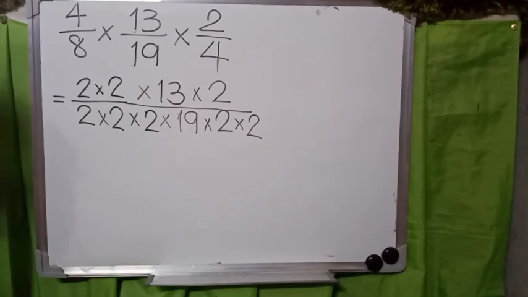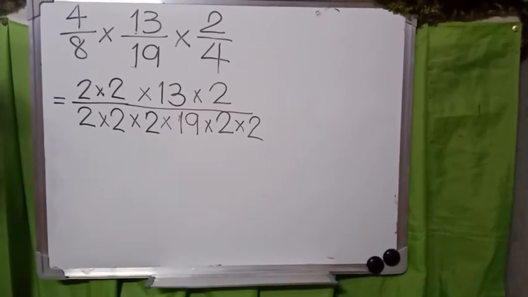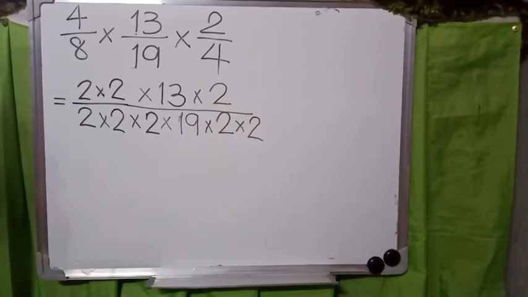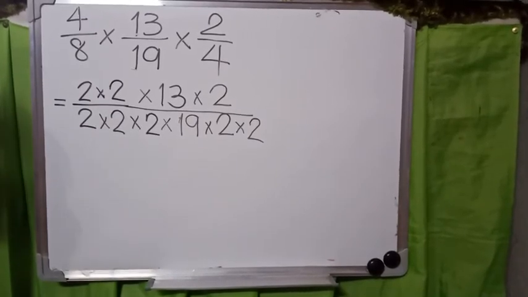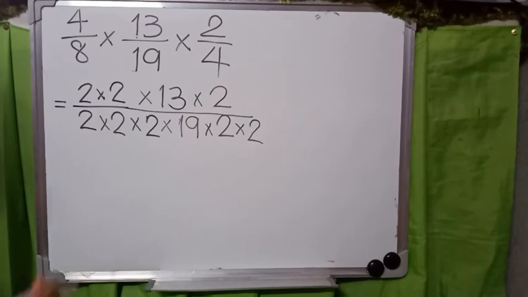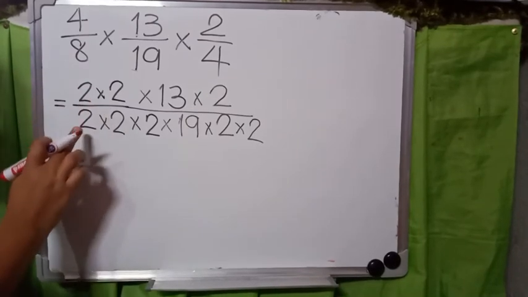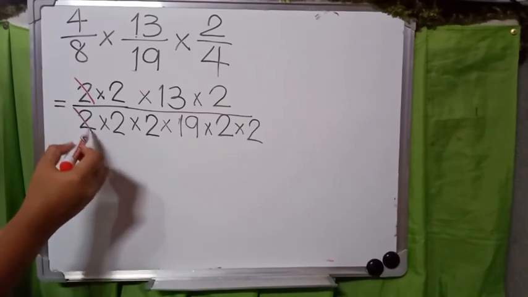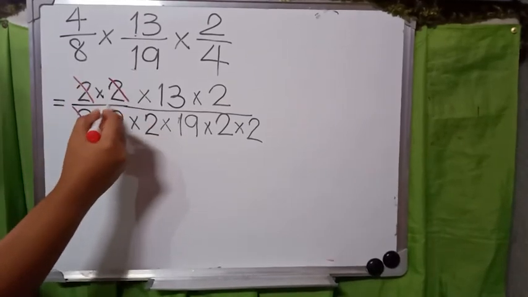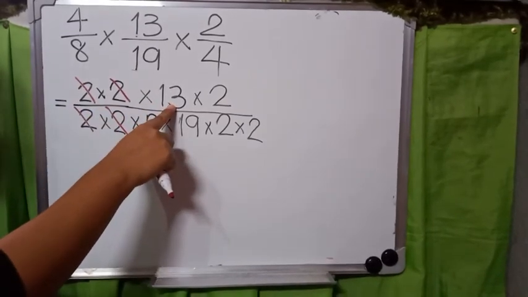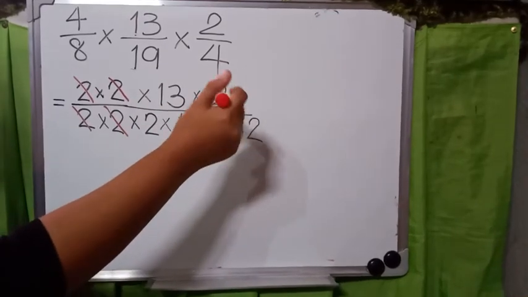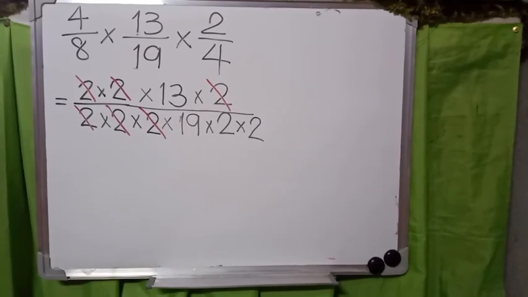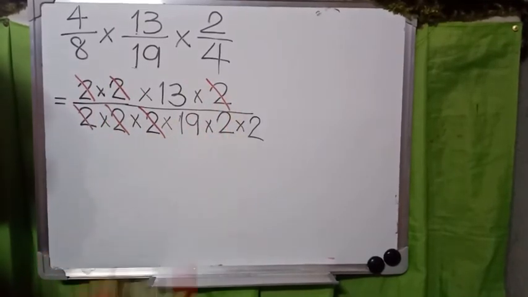Now that we have factored the numerator and denominator of our three proper fractions, we will cancel out. How do we cancel out? We cancel out numbers that are the same in our numerator and denominator. For example, this 2 has a similar 2 in our denominator, so we'll cancel it out. Next, do we have 13? No. How about 2? Yes, so we'll cancel it out. So we have canceled 3 twos.